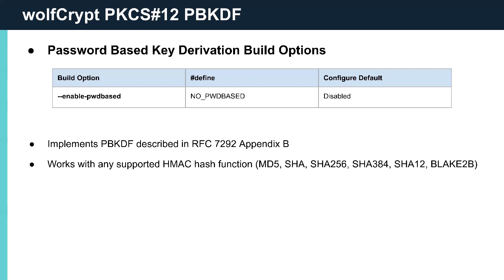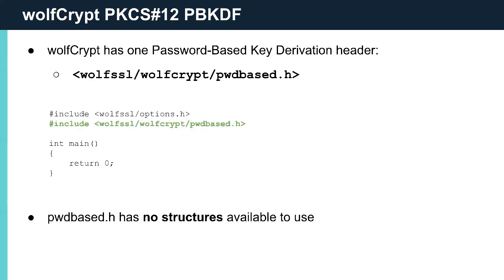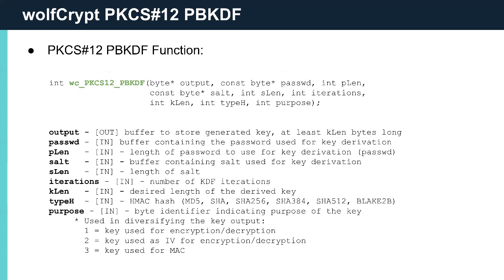The PKCS12 PBKDF is again under the same configure option. This implements the KDF described in RFC 7292 Appendix B and works with any supported HMAC function in wolfCrypt. Same header file and no structures available, just one API to use.